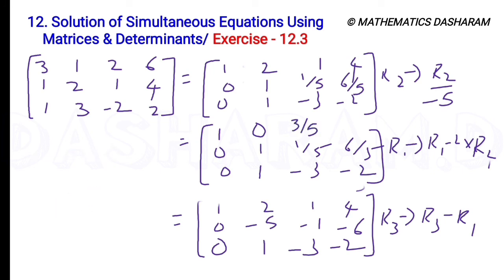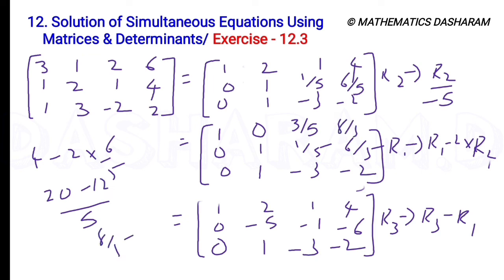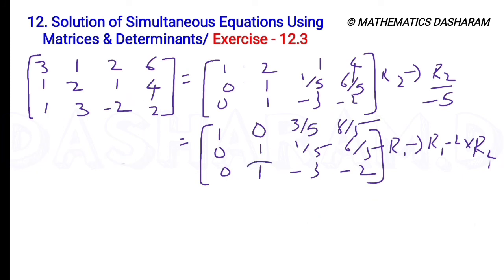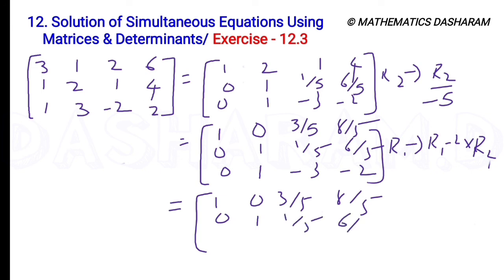Next 4 minus 2 into 6 by 5. So LCM is 5. 5 4s are 20, 2 6s are 12. So it is equal to 8 by 5. So next we need 0 at this place. So write the first two rows as they are: 1, 0, 3 by 5, 8 by 5; 0, 1, 1 by 5, 6 by 5. So now R3 replace with R3 minus R2.